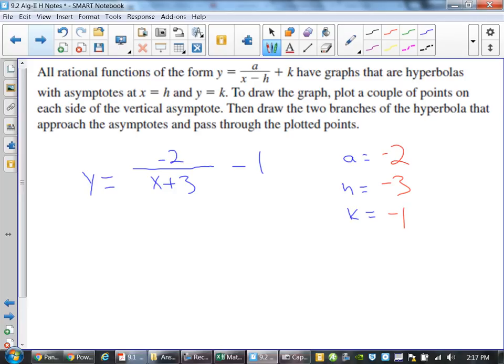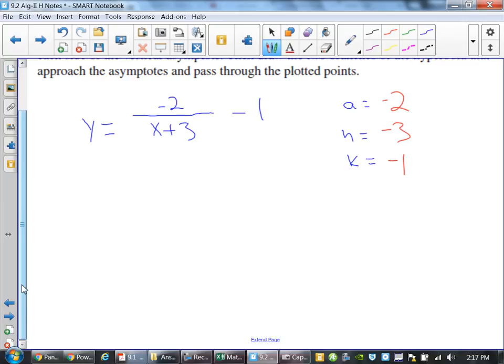Which tells you right off the bat, without having to do anything, you have a vertical asymptote at x equals negative 3. Notice the vertical asymptote is the 0 of the denominator. Our horizontal asymptote is at our k value, y equals negative 1.